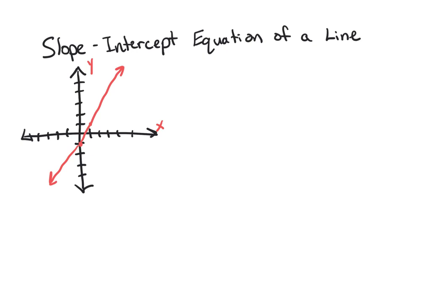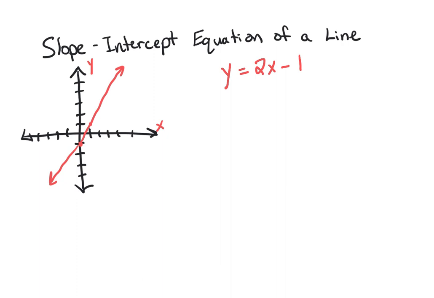This video is about the slope-intercept equation of a line. So when we have a line, let's say we have this line here, we know that we can always write an equation for that line. Actually, the equation for this line is y equals 2x minus 1. Now, this equation would help us describe every point on this line.